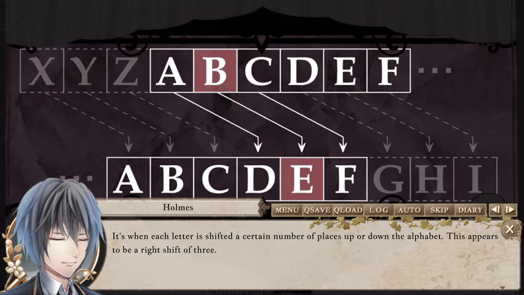It's when each letter is shifted a certain number of places up or down the alphabet. This appears to be a right shift of 3. Okay, so then B is E, C is F.